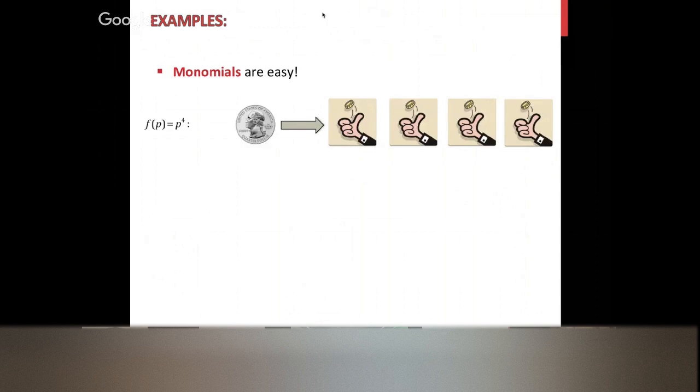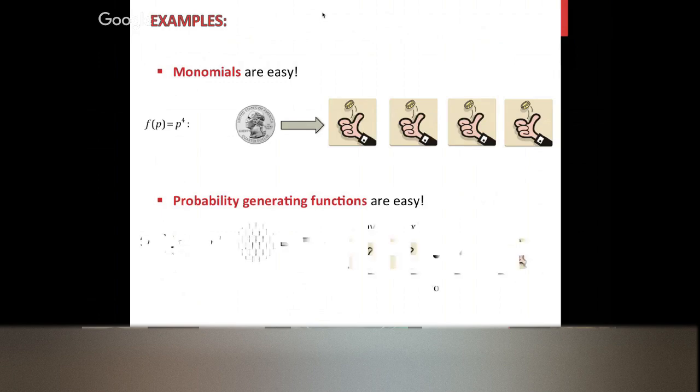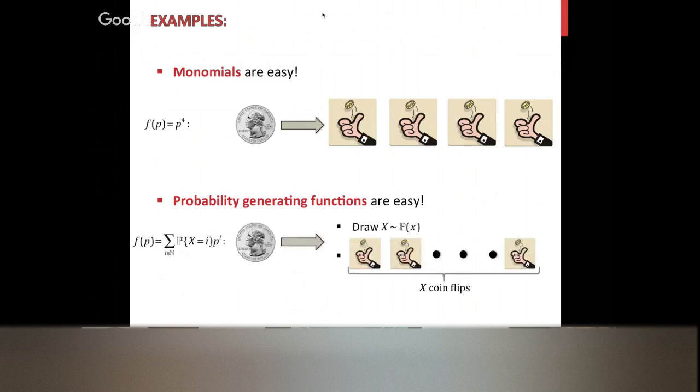And let me give you some examples. Some monomials are easy. For example, f of p equal to p to the power 4. How do you do that? Just flip your coin 4 times. If all the coin flips were heads, announce heads, otherwise announce tails. This is easy. In general, if you look at probability generating functions, they are easy. A probability generating function is a polynomial where the ith coefficient is the probability that x, a discrete random variable over natural numbers, is equal to i. It is a polynomial of this form.